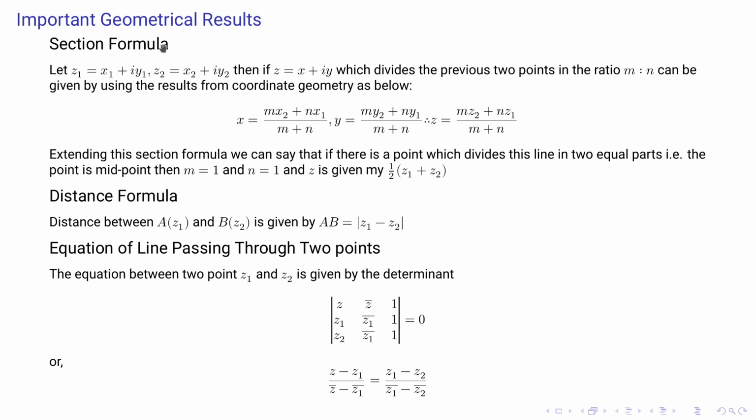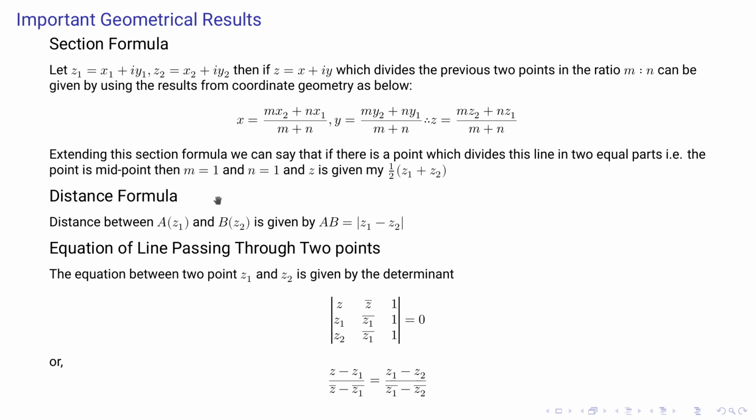So one of the formulas is the section formula, which is straight up taken from coordinate geometry. Suppose we have 2 points z1 and z2 equal to x1 plus iy1 and x2 plus iy2. Then if z is equal to x plus iy divides these two in the ratio m is to n, then we have z is equal to (mz2 plus nz1) by (m plus n), and the x and y coordinates are given similarly. Now if z is the midpoint, that is m is 1 and n is 1, then you substitute and you get z is equal to 1 by 2 (z1 plus z2). So this is the midpoint.